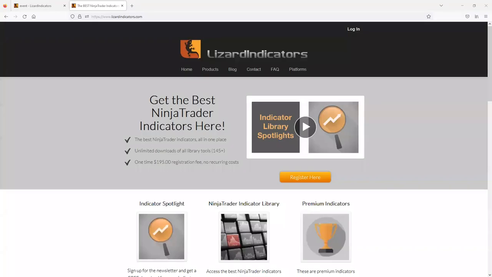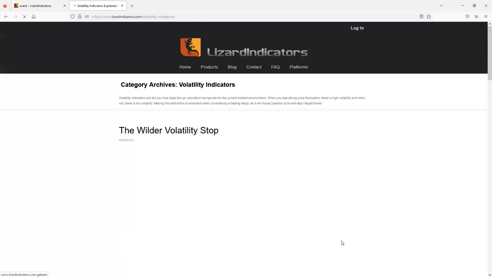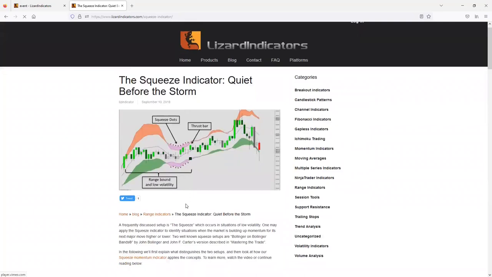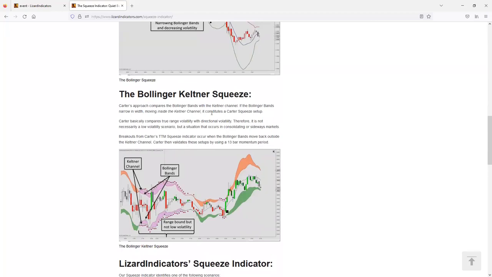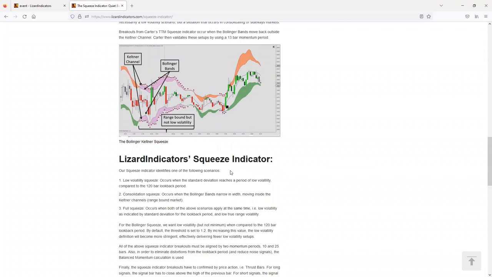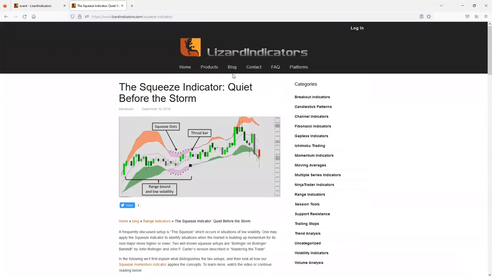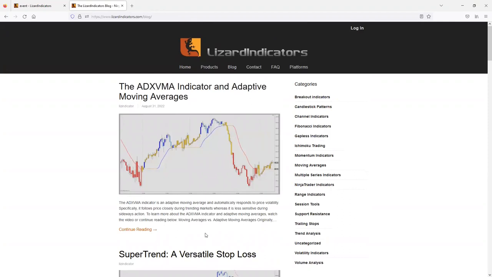Clayton, you're mentioning Carter. Carter also had a squeeze setup that's mentioned. We do actually have a blog post on this. If you go to our webpage, blog here, I think that would be under volatility posts. Yeah, here you see the squeeze indicator where we discussed that Bollinger squeeze, Bollinger Keltner squeeze. That's typically what's referred to as the Carter squeeze. And then we have our own squeeze definition as well. So just go to our blog and you'll find that there, along with some of the other things that we've discussed in the indicator spotlights.